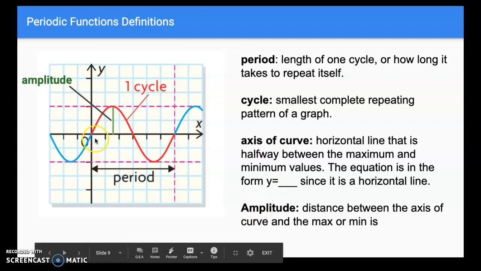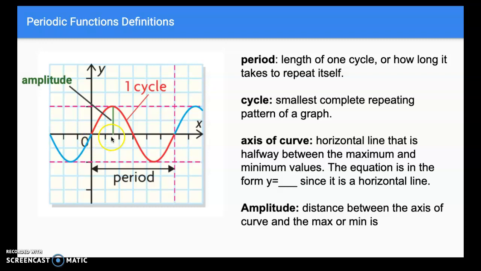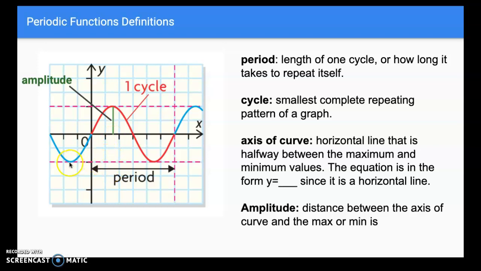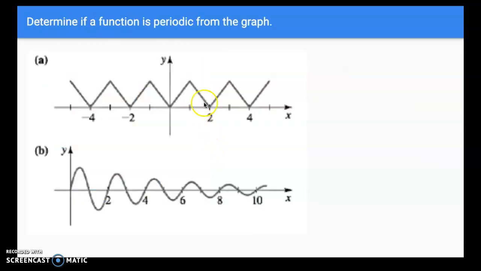The amplitude is just the distance from the equation of the axis to your maximum or your minimum. Basically, it's half the distance from top to bottom, okay? So if we do an example, oh no, first I'm going to do this, just because this was on your homework and we didn't go over it in class, so I wanted to go over it specifically.